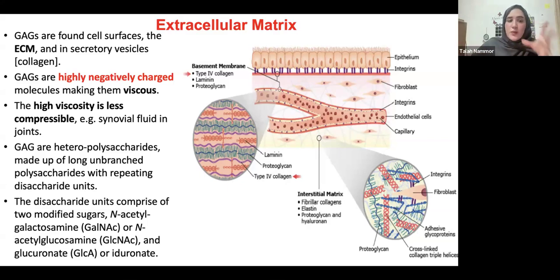So this is where the viscosity plays. They're negatively charged, they're viscous, so it's going to be less compressible. They're not going to be fully compressed. They're just going to lubricate and make the movement of the joints easier. All right? Slay. So the most important thing to know is negative, viscous. And they're viscous because they're negative.